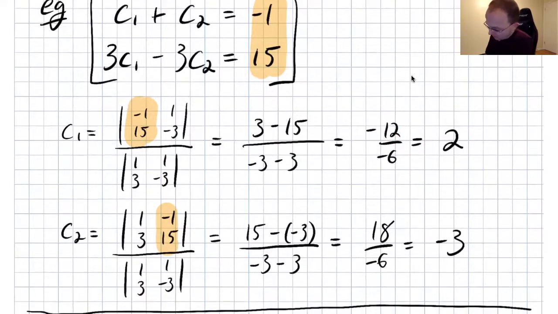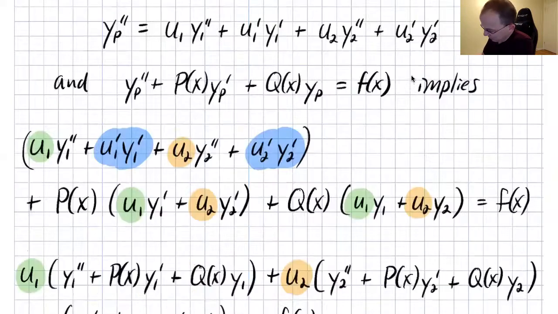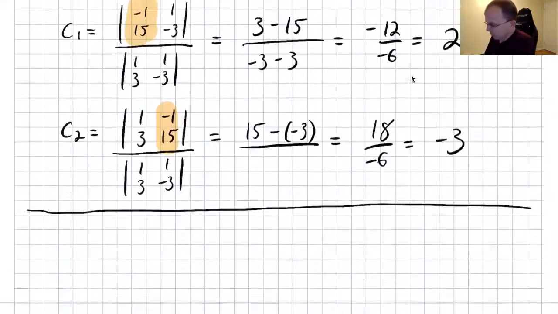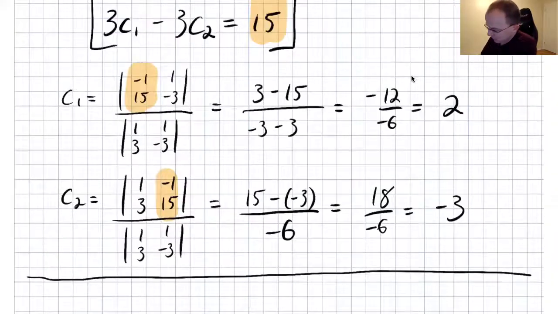Then we do the same thing, but now we replace the second column with the right-hand side, like that. The bottom part, again, is just minus 6. We know it's minus 6, so I'll just write that in. We already did that calculation, so we don't need to do it again, just to emphasize that.